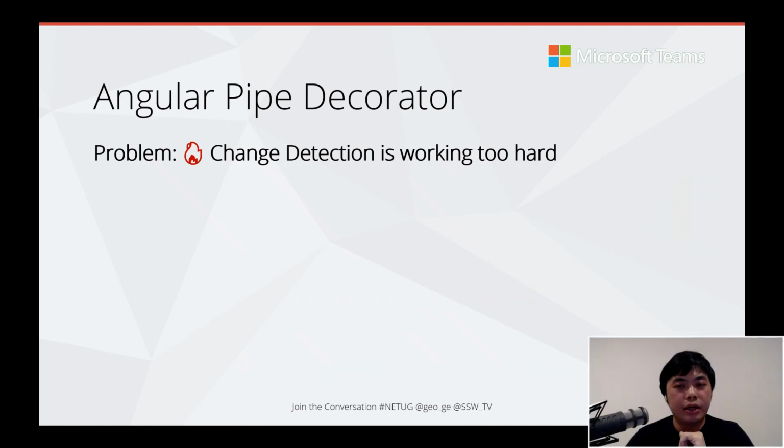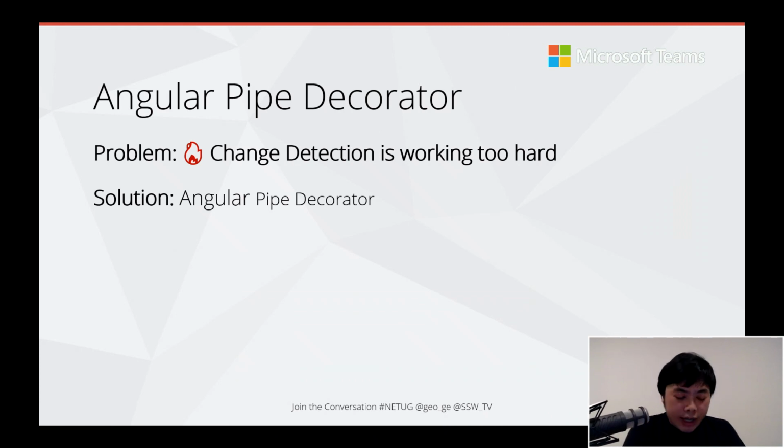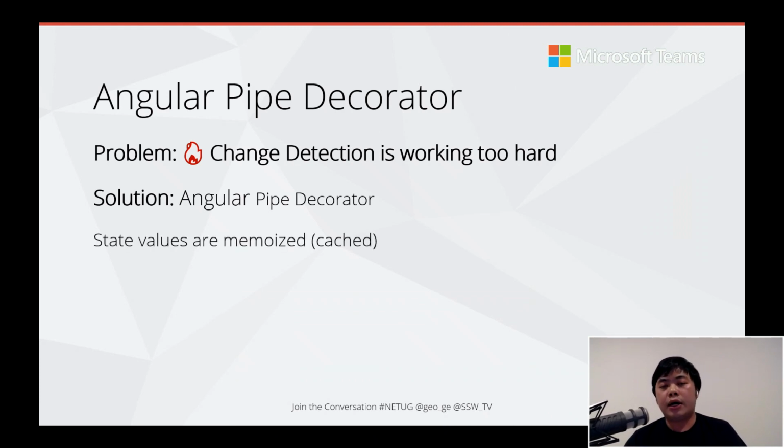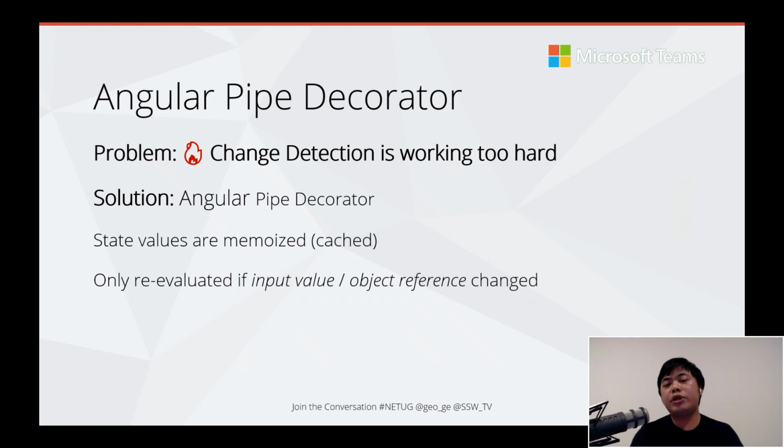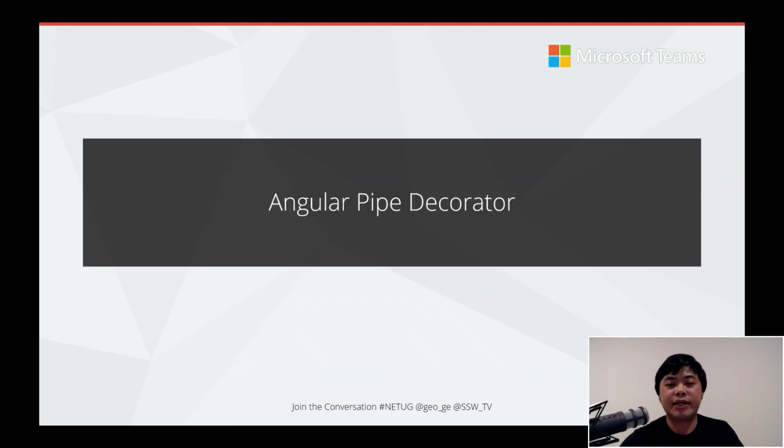And the solution is actually the Angular pipe decorator. As I said before, sometimes we just have to have this function that lives inside the HTML component. And because we know that every time we do DOM interaction, this gets reevaluated over and over again, this is where the pipe comes in. So with pipe, the value is memoized or cached. If the input reference doesn't change, the pipe will assume the value stays the same. To see how that works, let's get into the demo.